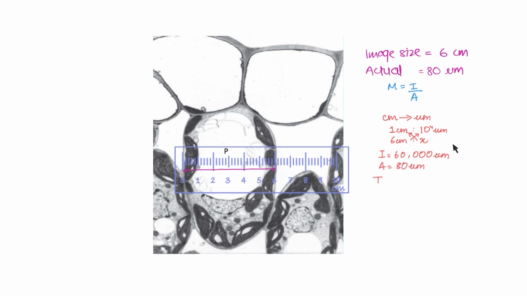Now you simply need to apply the formula of magnification, where magnification is equal to the image size divided by the actual size of the object. In this case, that's going to be 60,000 micrometers divided by 80 micrometers.